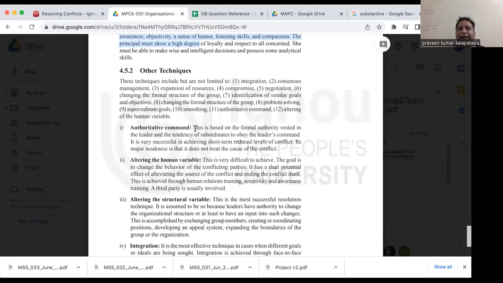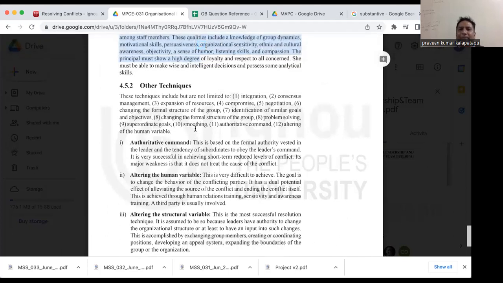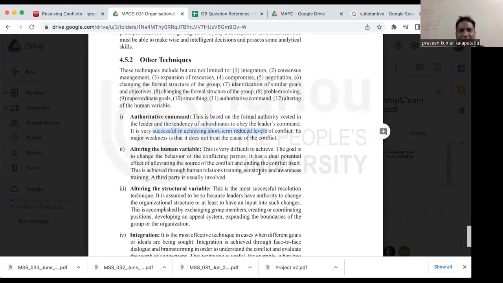This is a little bit different in nature when compared to the above, right? So these techniques include, but are not limited to, these particular sets. These are some of the techniques. Authoritative command. Conflict would not happen when you have this authoritative command. If there is a leader, obviously the leader can command and make sure that the teams really listen. And this is very successful in certain low level conflicts which are short term in nature mainly.